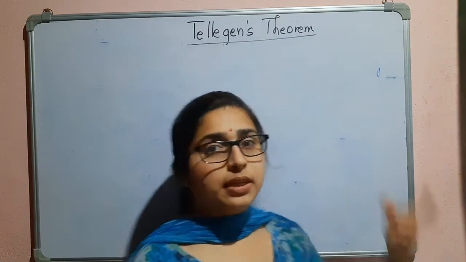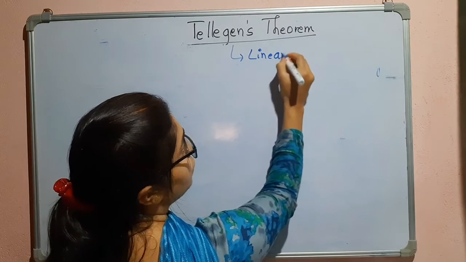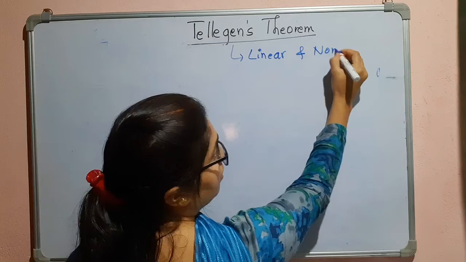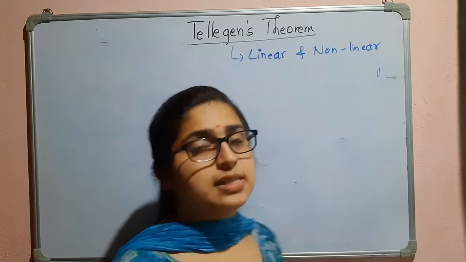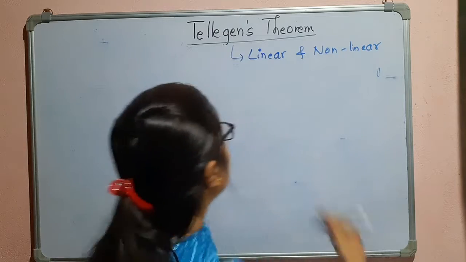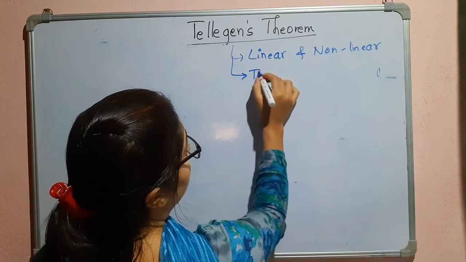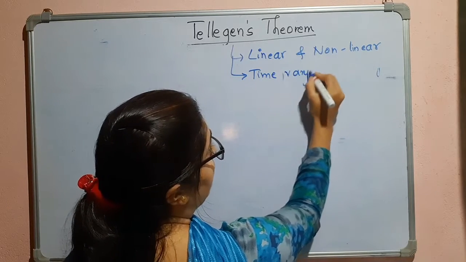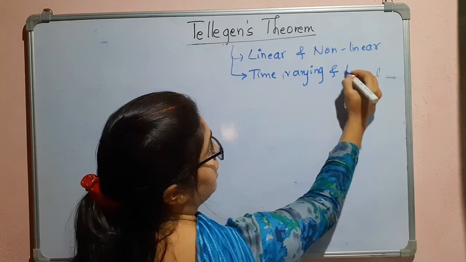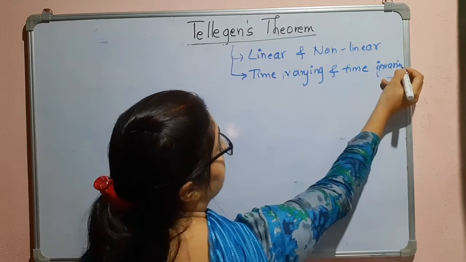Tellegen's theorem is applicable to linear circuits and also non-linear circuits. Non-linear circuits are circuits that consist of diodes and transistors. You know about linear circuits. It is applicable to time varying and time invariant circuits. It is applicable to AC and DC.